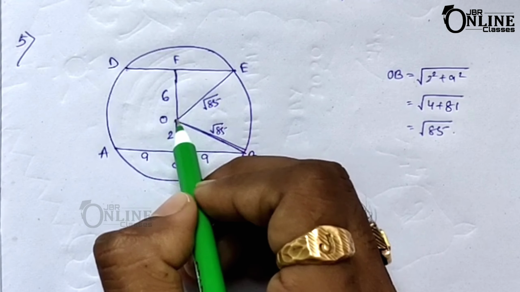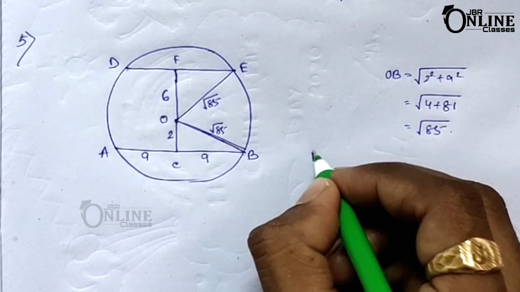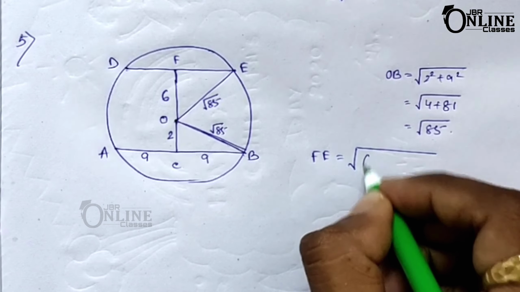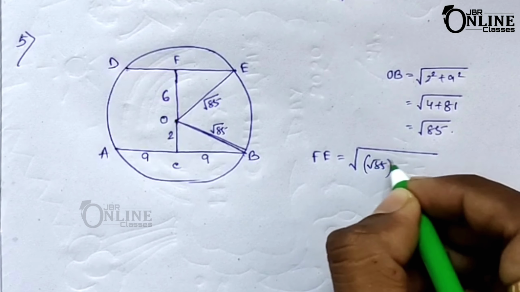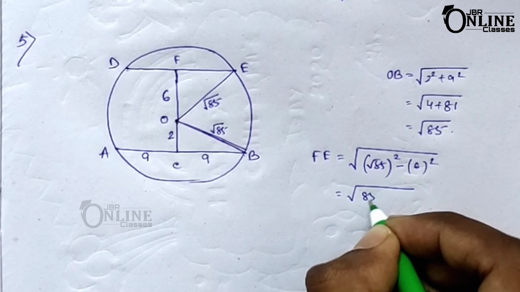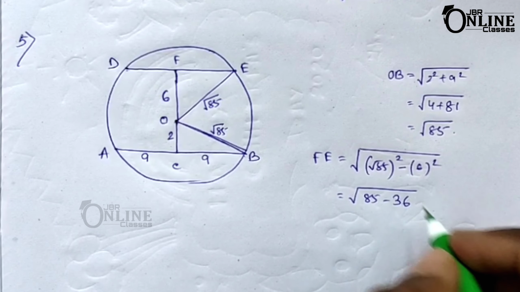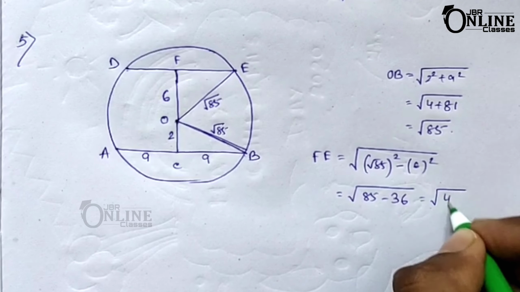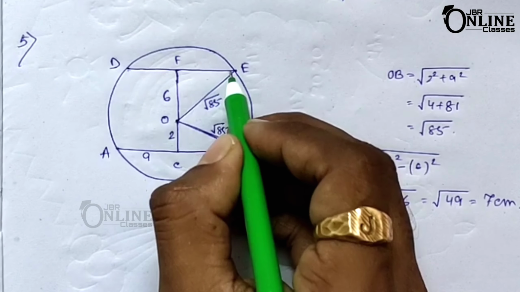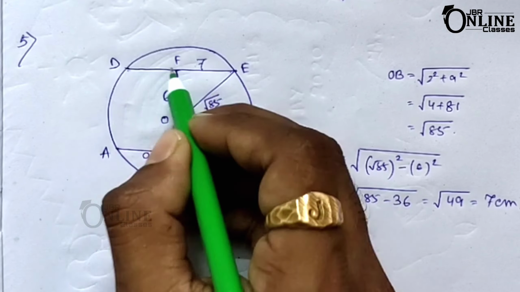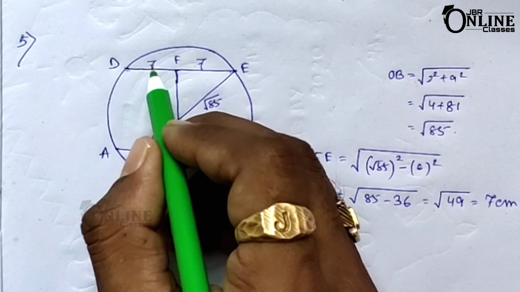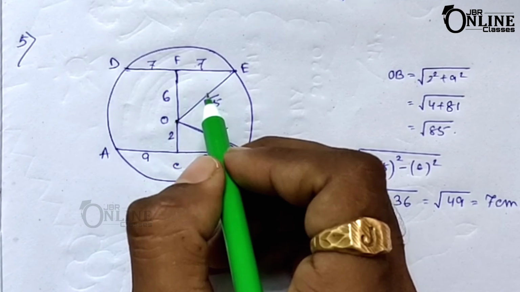So first you find out length here FE. So FE equals root over root 85 whole square minus 6 square. So that equals 85 minus 36, and that equals root over 49. So that means 7 centimeter. So if FE equals 7 centimeter, then DF equals also 7 centimeter. So the length of this chord equals 7 plus 7, that means 14 centimeter.